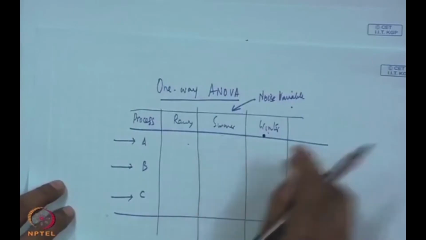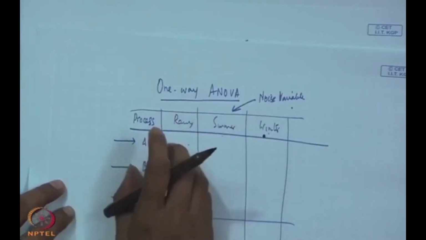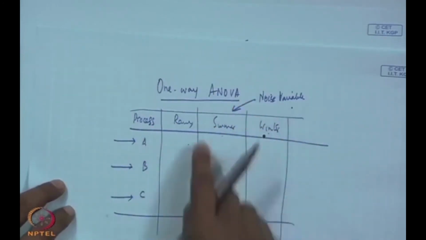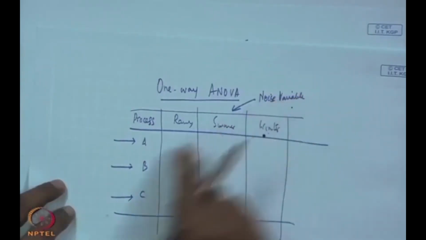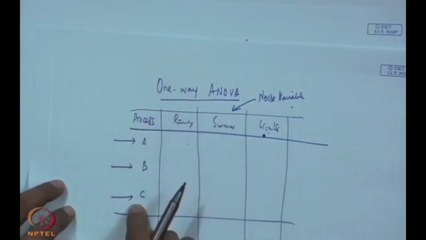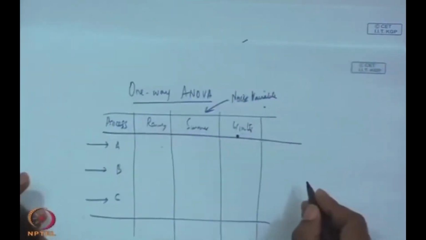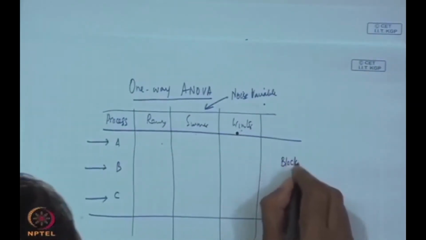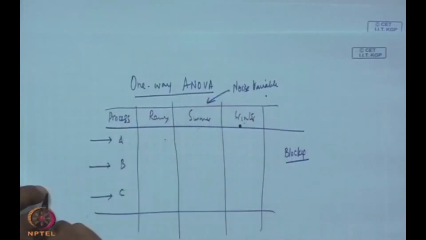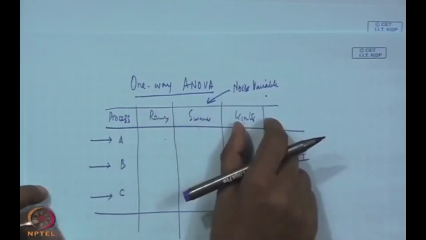That means one thing is that you go for rainy season production and see the quality, summer production see the quality, winter production see the quality. That means you do not want the noise variable effect to be accumulated in the process effects. If you do like this, this type of design is known as blocking. So this is a block variable. Rainy season is different, summer is different, winter is different.